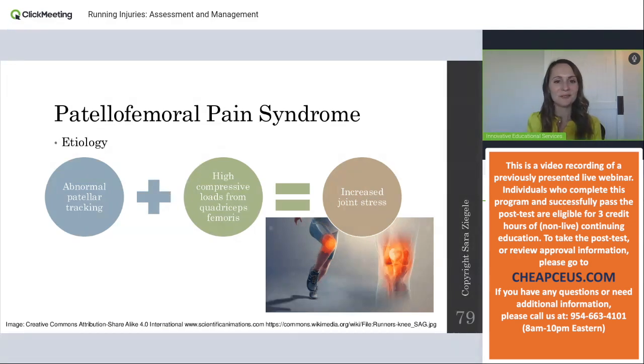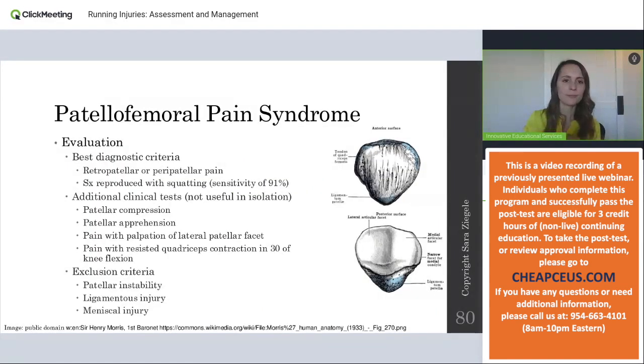When it comes to patellofemoral pain, now we're speaking about what's classically termed runner's knee. So the patellar tendon tracking coming together with the high compressive loads for running, causing this more joint related stress compared to our patellar tendon stress. The evaluation of patellofemoral pain, the most classic sign is just going to be your retropatellar or your peripatellar pain. So essentially people are going to tell you your knee hurts around here, your knee hurts around here. But the most reproducible activity for that pain is often squatting.